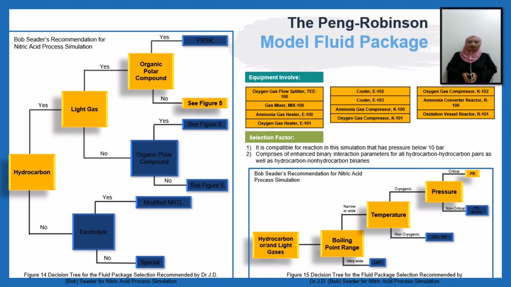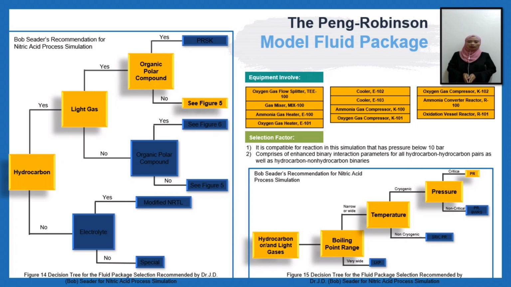Equipment that is involved with the Peng-Robinson fluid package are the oxygen gas flow splitter, gas mixer, ammonia gas and oxygen gas heater, cooler, and ammonia gas and oxygen gas compressor. This type of fluid package is also involved in the catalytic oxidation of ammonia with oxygen in order to yield nitrogen monoxide, and the oxidation of the nitrogen monoxide to produce nitrogen dioxide.